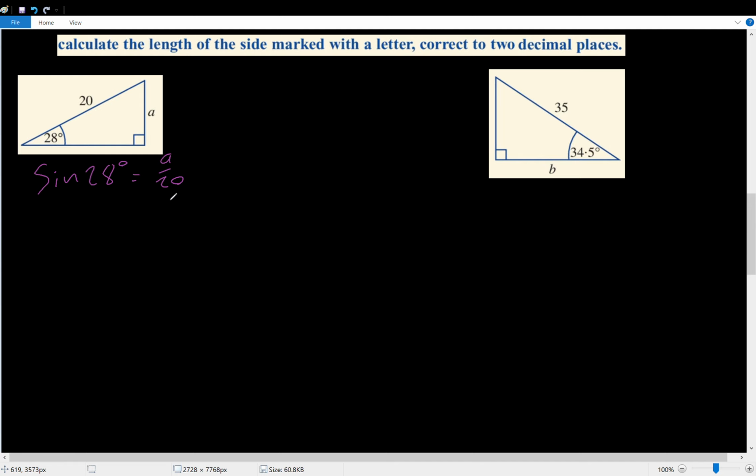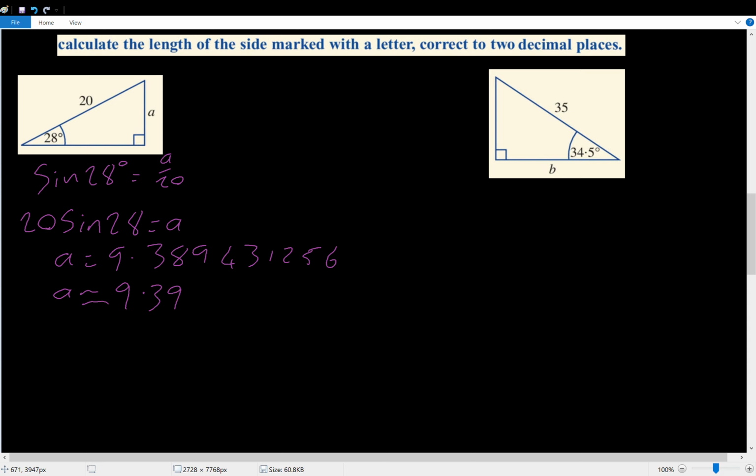Well, if we bring this divide by 20 over, it becomes multiply by 20. So we get 20 times the sine of 28 is equal to A, which means that A is equal to 9.38943126. And we want that correct to two decimal places. So A is approximately equal to 9.39 in this case.